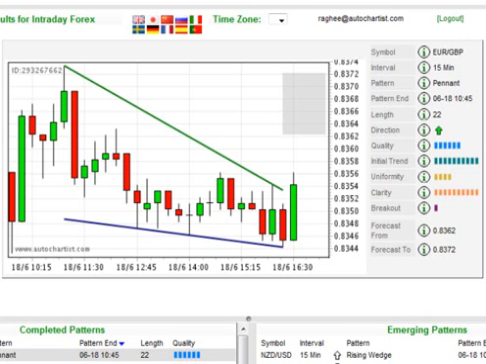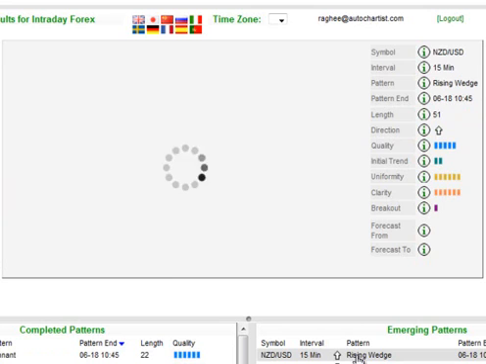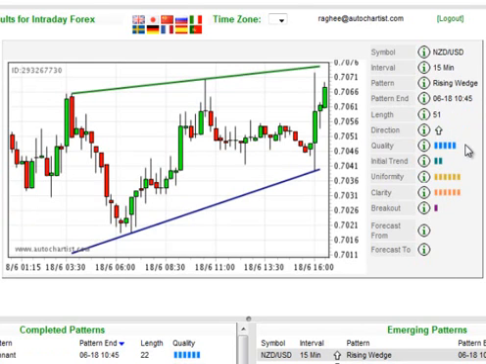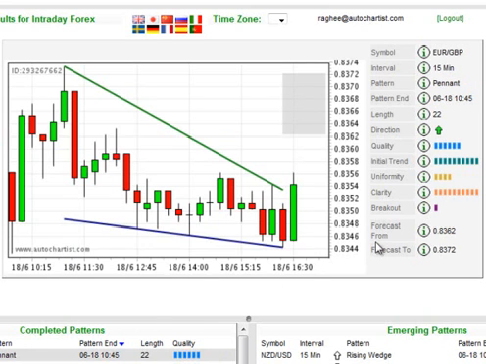The chart pattern center section is divided into not just the image of the chart pattern, but also the quality indicators. The quality indicators are a very important component of the Autochartist alert, because each alert will give you not only the symbol, the interval, and the pattern itself, but when the pattern ended, the length of the pattern, the direction, or in the case of an emerging pattern, the potential direction of the break, the overall quality, followed by the three components that make up the overall quality, the initial trend, the uniformity, the clarity, the breakout reading, which is specific only to completed patterns, and then the forecast area, which again is specific to completed patterns. So let's discuss completed and emerging patterns now.